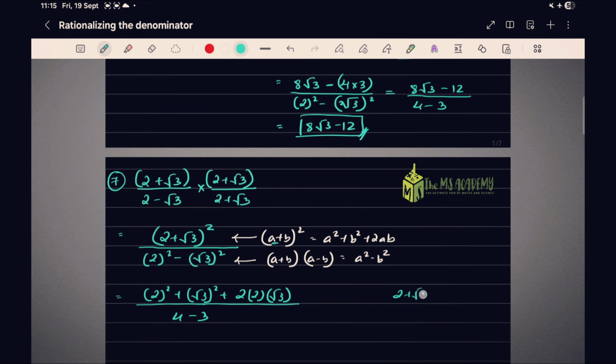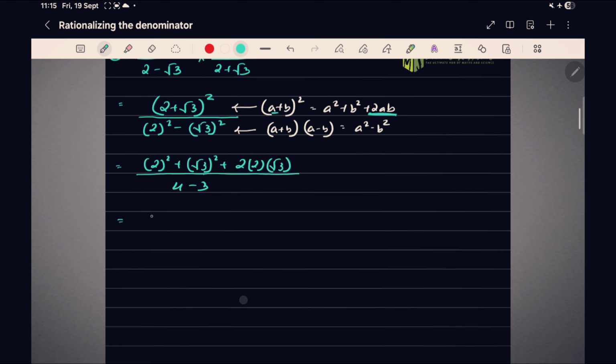Now many times what do students do, in a hurry they write 2 plus root 3 the whole square as 4 plus 3. No, this is wrong. Please don't forget the 2ab factor. Okay, now 2 square becomes 4, root 3 square becomes 3, plus 4 root 3.